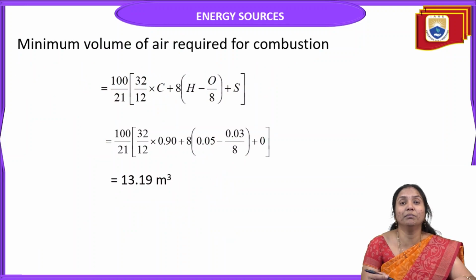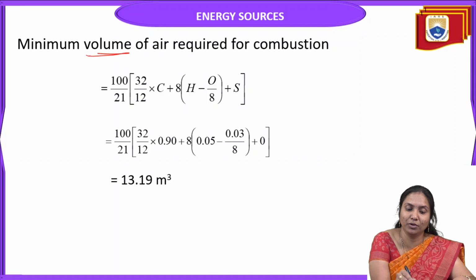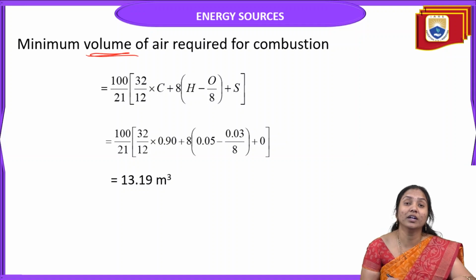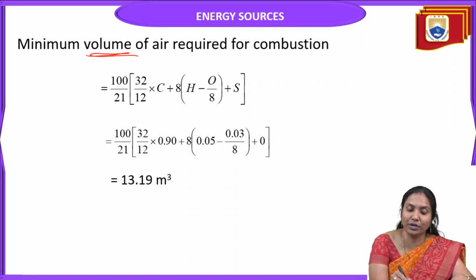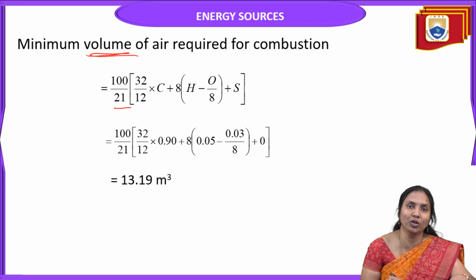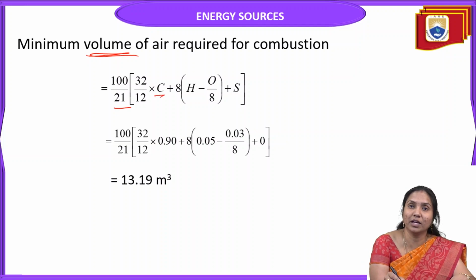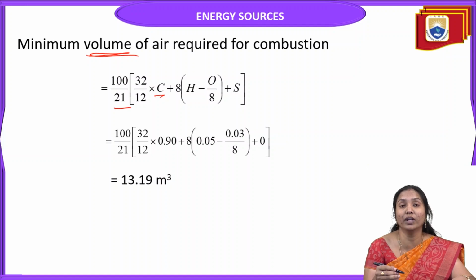Now you can calculate the minimum volume of air. It is important: minimum volume of air required for the complete combustion of fuel. Here we are taking air containing 21% of oxygen by volume. So we are using 100 by 21 because we are taking the minimum volume of air required, with the minimum amount of oxygen required for complete combustion of the other elements. So what is that? Carbon. For example, 12 kgs of carbon requires 32 kilograms of oxygen according to the reaction.